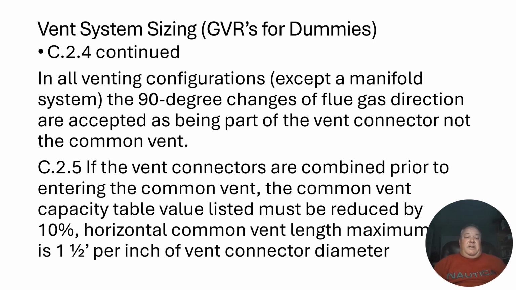In all venting configurations, except what they call a manifold system, the 90-degree changes of flue gas direction are accepted as part of the vent connector, not the common vent. So we'll talk about that coming up as well. If the vent connectors are combined prior to entering the common vent, the capacity table must be reduced by 10%. Horizontal common vent length maximum is going to be 1.5 feet for every inch of vent connector diameter. And again, I'm going to talk you through examples on these, which I think will help your understanding much more of what's going on in these systems.